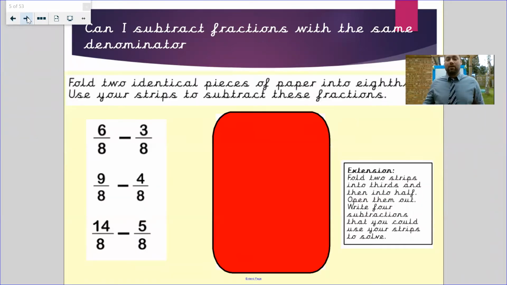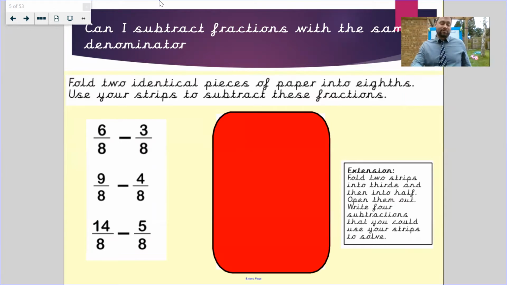Now, you can give it a go. Get 2 strips of paper, and you fold them in half, and then fold them in half again. And you'll then get your eighths. And what you need to do is just give it a go answering these questions. So pause the video.